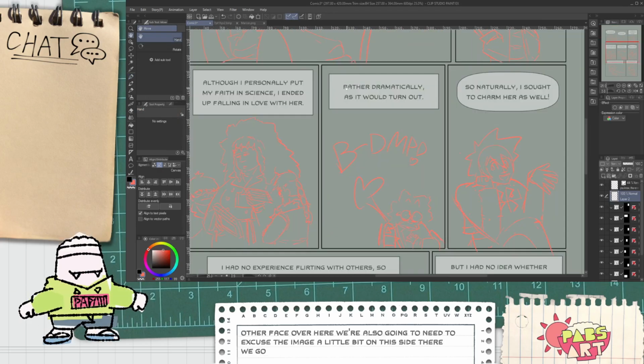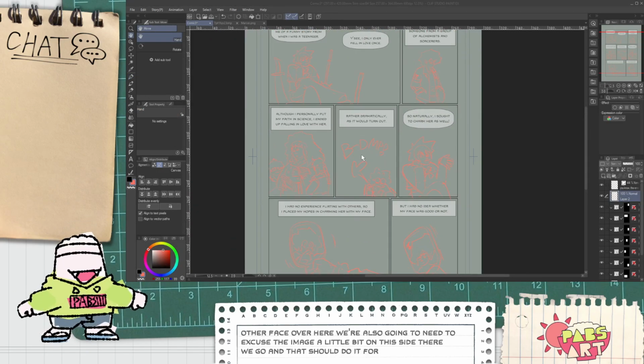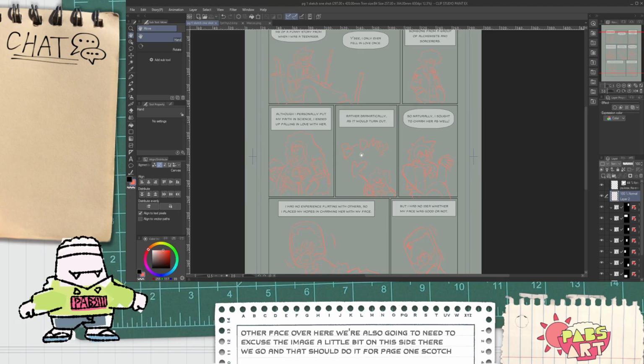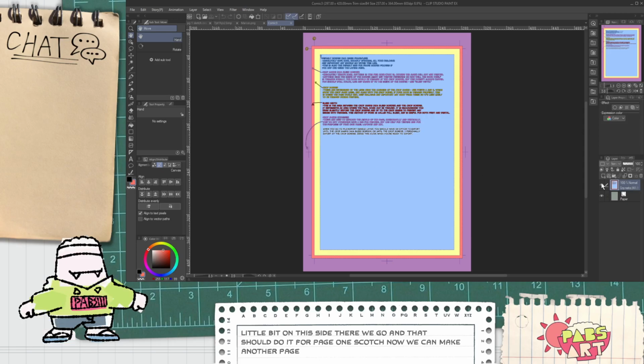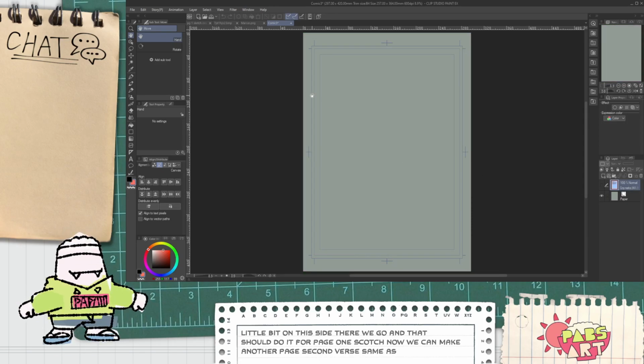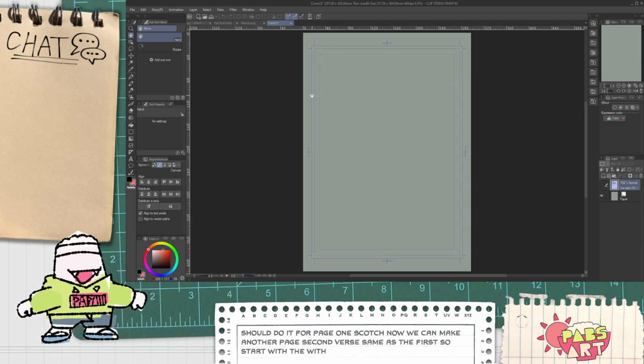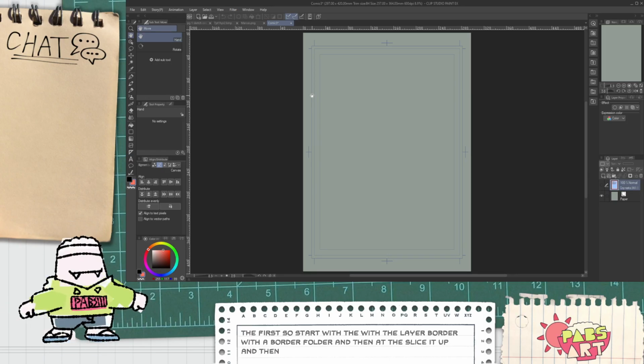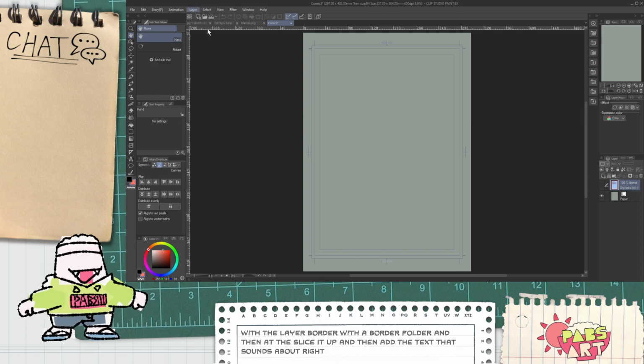There we go. And that should do it for page 1's sketch. Now we can make another page. Second verse, same as the first. So start with the layer border with a border folder, and then slice it up, and then add the text. That sounds about right. All right, then let's do it like that.